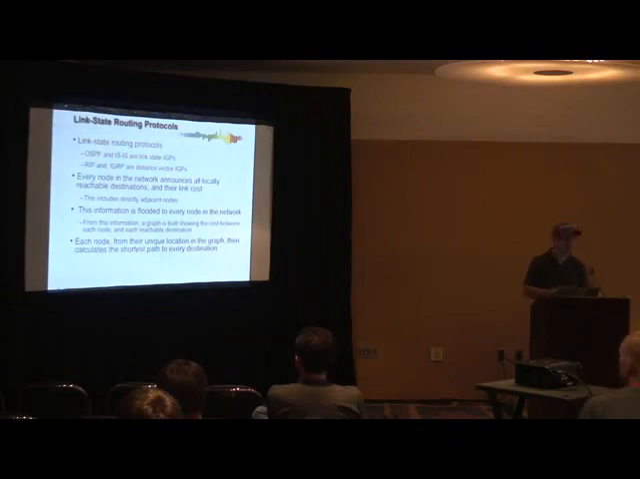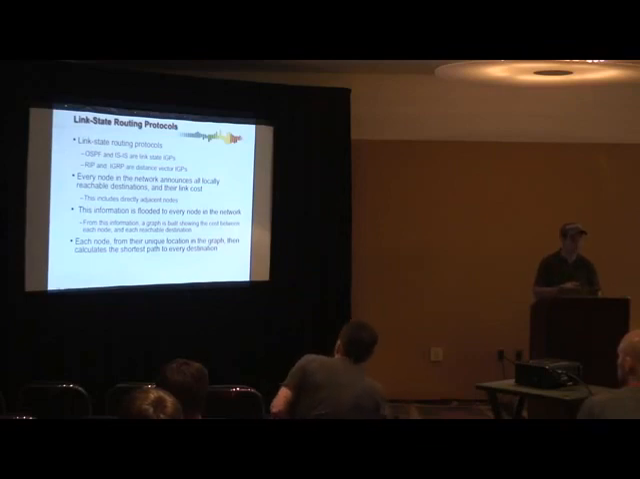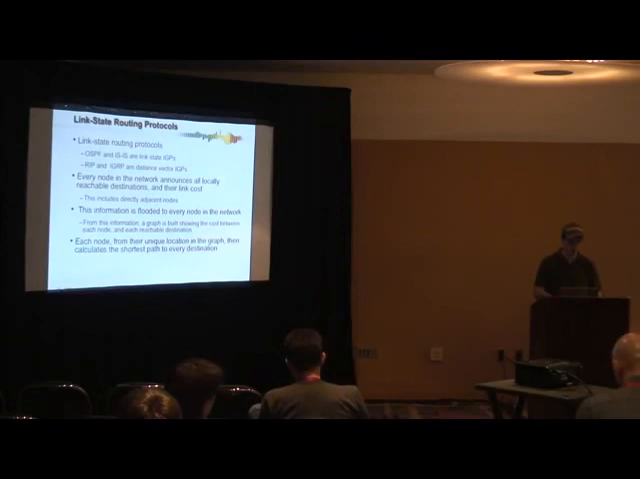So link state routing protocols are the other type of routing protocols, and these are like OSPF and ISIS. And the way these work is every node in the network announces its reachability to every adjacent node and what that cost is. This gets flooded through the entire topology, and then routers, from their unique perspective in that topology, build a graph to figure out what the cost is to get to every node.